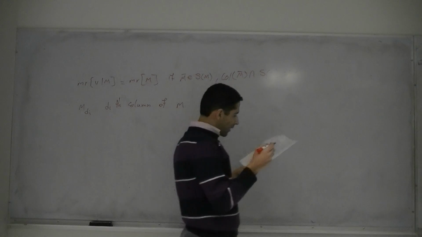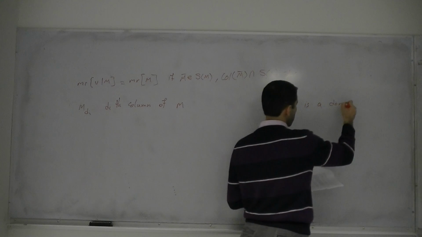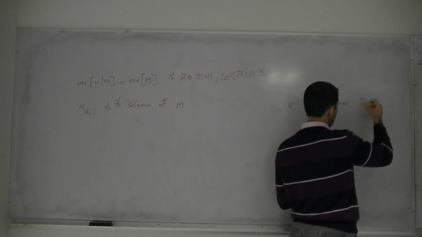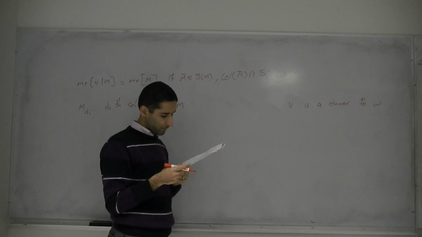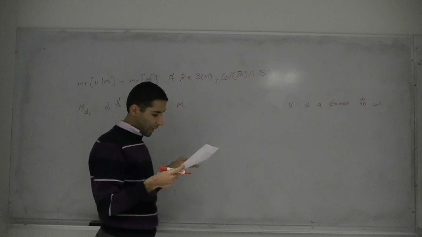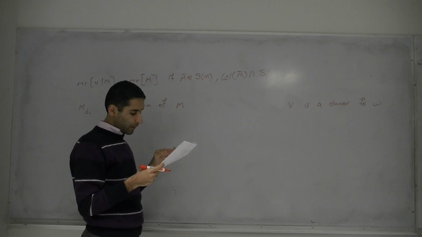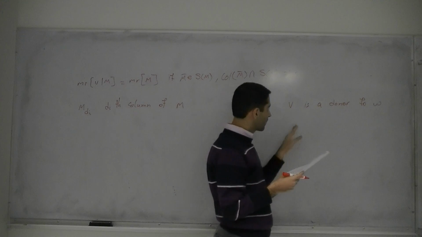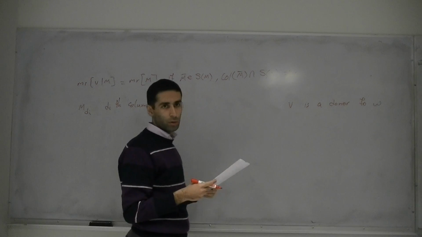We define V is a donor for W if V and W are in the same size and all the unknown positions of V are the same as the unknown positions of W. Okay.